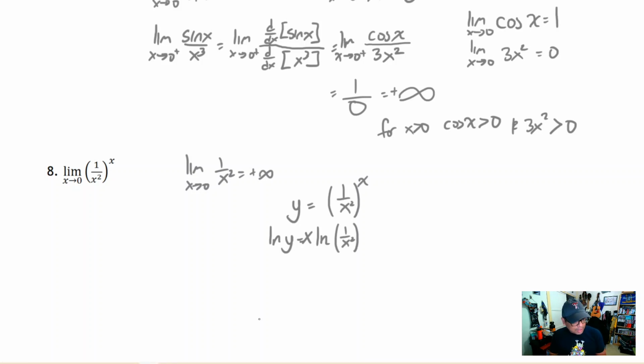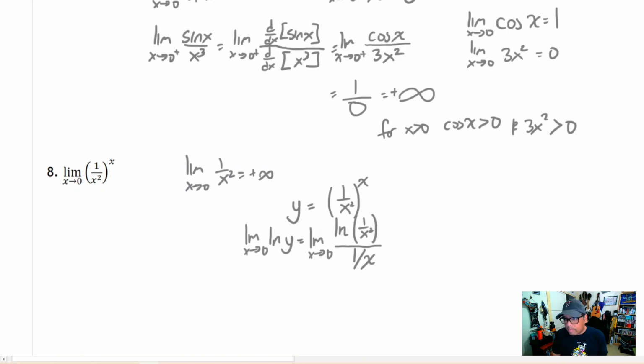So that is simplified to the natural log of y equals x multiplied by the natural log of 1 over x squared. But we want a ratio, so we're going to use properties of division to say that that is the same thing as the natural log of 1 over x squared divided by 1 over x. And then we're going to find the limit of the left and the right. Looking at the numerator, the limit as x approaches 0 of the natural log of 1 over x squared.